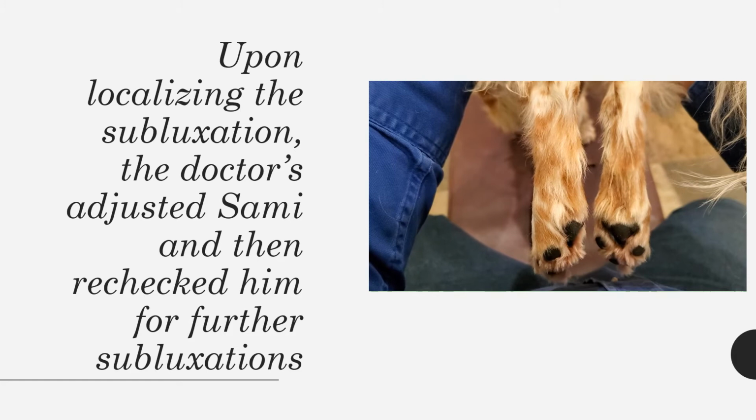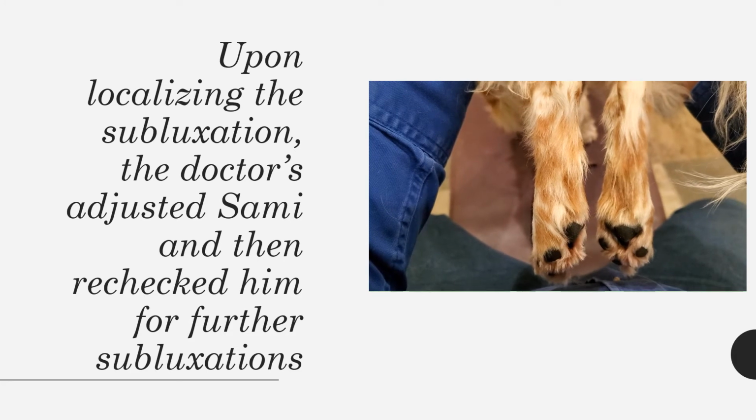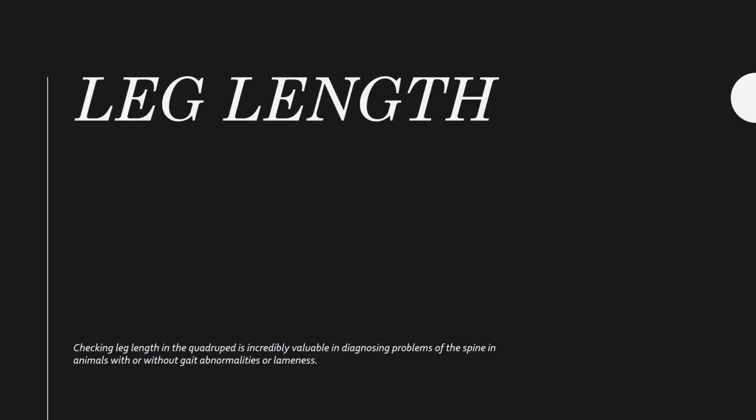And that'll do. In that video, we could see that his feet remained in pretty close approximation of each other, whereas before they changed levels. The leg length exam in the quadruped is incredibly valuable in diagnosing problems of the spine in animals with or without gait abnormalities or lameness. They don't have to be paralyzed to have leg length disparities that let us know that they are a good candidate for a chiropractic adjustment.